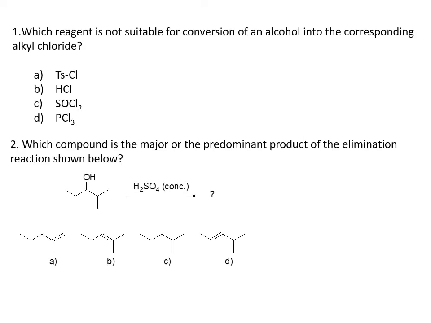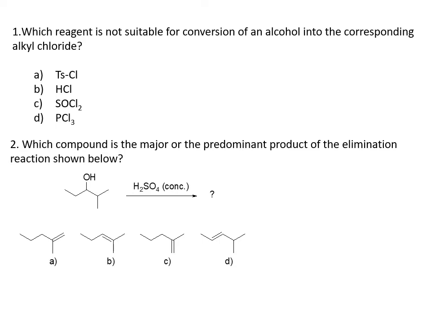First question, which reagent is not suitable for conversion of an alcohol into the corresponding alkyl chloride? And actually, first reagent, right away, if you know what it does, tosyl chloride, it converts alcohol into tosylate, not to chloride. Tosylate is a leaving group, but it's not chloride. So that's the correct answer. Just to double check, you go through the rest.